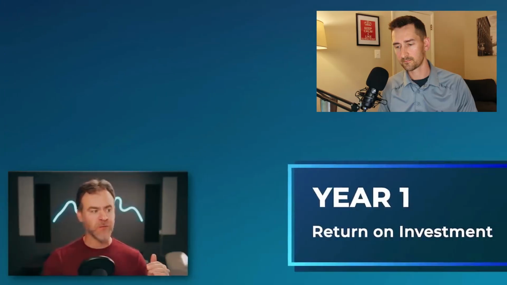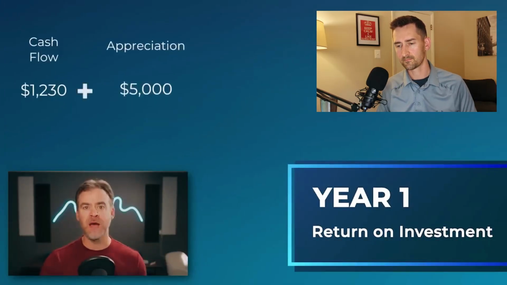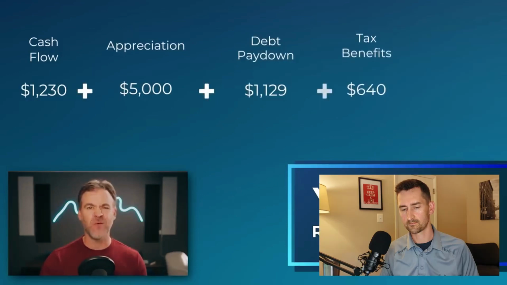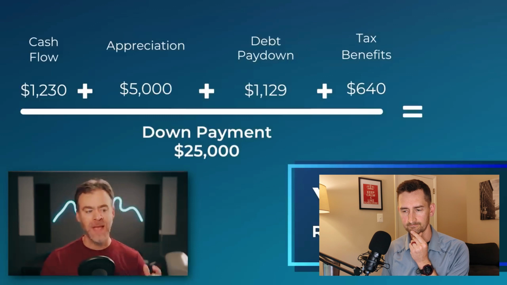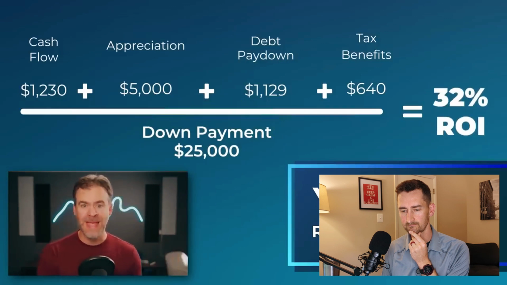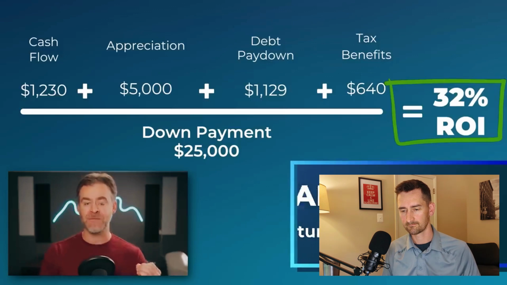Now he's going to give an example of what return on equity does with rental properties. In the first year, you'll make about $1,200 in cash flow. Then $5,000 in appreciation, about $1,100 in debt paydown, and $640 in tax benefits or depreciation. Now, this is the numerator on the equation here. And let's say I put $25,000 down on this property. Great, well, that's my year one return. And as you can see on the screen, I'm making about 32% return on my money in that first year.